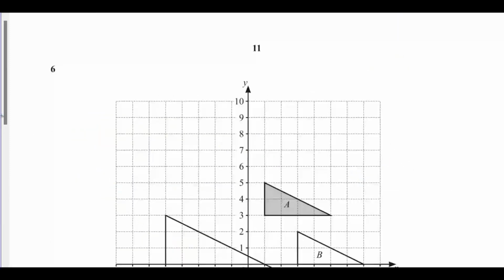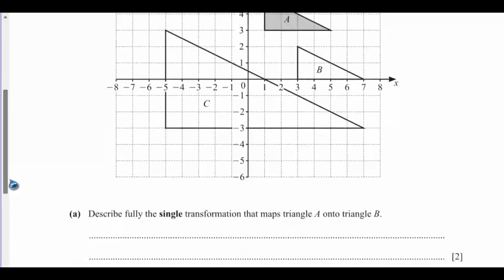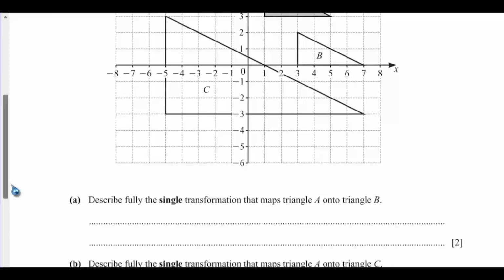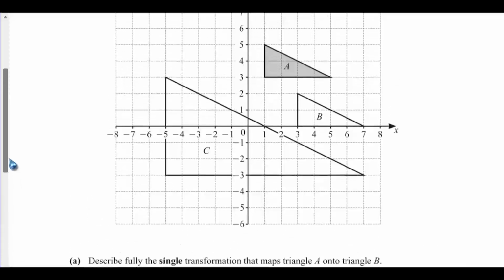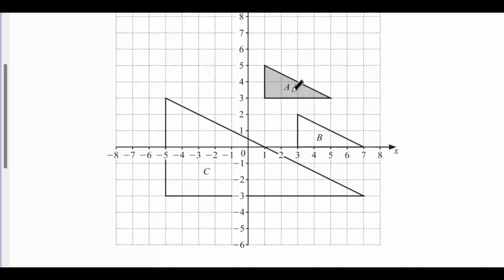That will be question 6. So we have this diagram here. Describe fully the single transformation that maps triangle A onto triangle B. So this is triangle A, this is triangle B. If you label it, it's good to always label this. Let's use another letter. This will be P, Q, and R. So this will be P prime, this will be R prime, this will be Q prime. That is the image of this. So A is the object and B is the image.